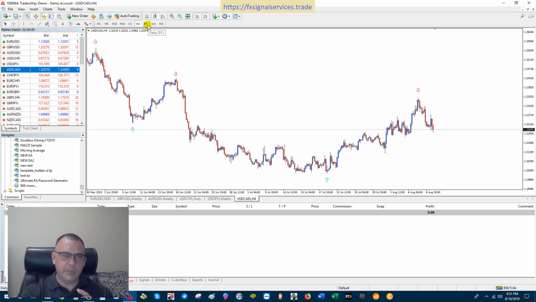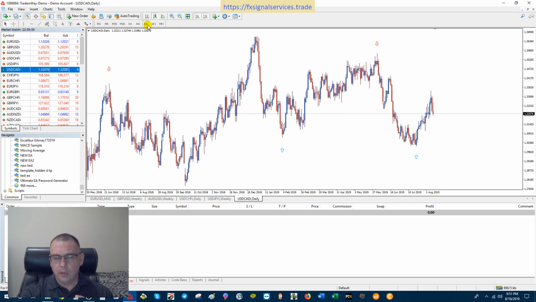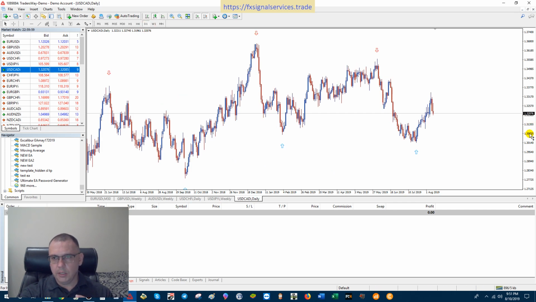I would not be trying to buy US dollar Canadian dollar. I would definitely be looking for sell opportunities. Even on the daily right here, you see it. You clearly see this already dropping, okay? Meaning that it has hit a strong level of resistance and it's starting to come back down.